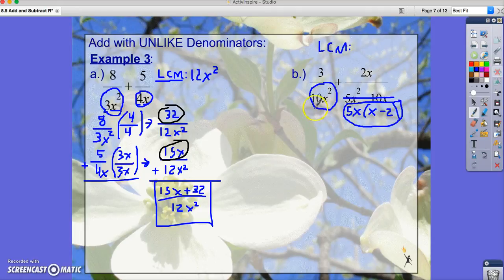All right, so let's go from left to right. We have a 10 and we have a 5. I'm going to use the 10 for my LCM, right? Next, we have an x squared and an x. I go with the higher power, so I'm going to go x squared. And I still have an x minus 2 left over, so I'm just going to rewrite that. This is my LCM.